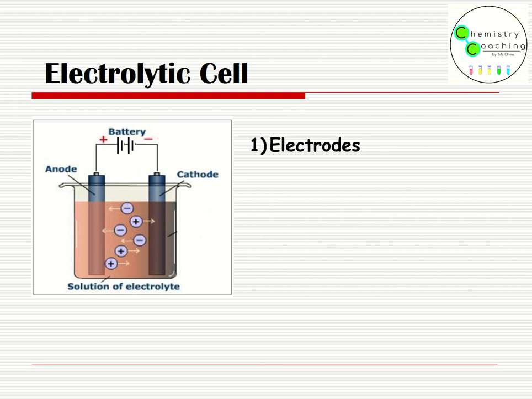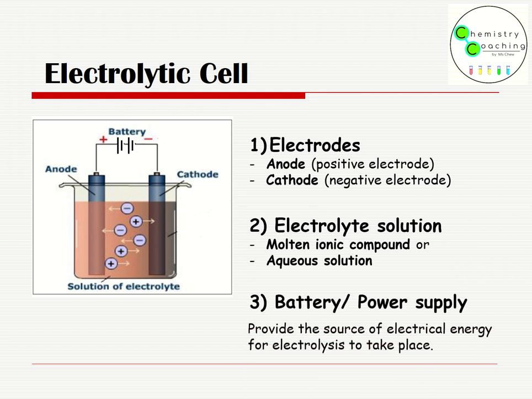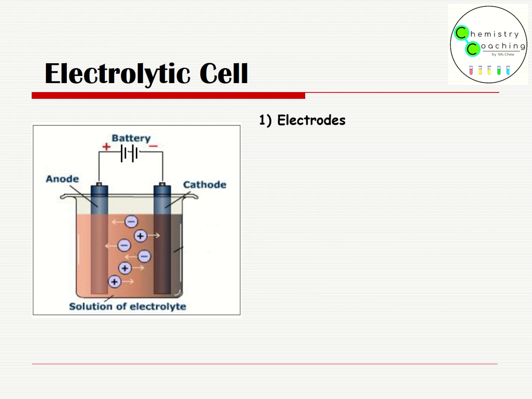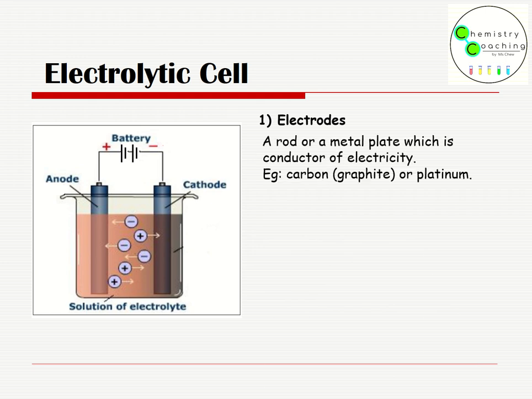An electrolytic cell is made up of two electrodes, a positive and a negative electrode. Electrolyte solution, which is usually molten ionic compound or aqueous solution. And lastly, power supply, which is the battery. The electrode is usually a rod or a metal plate which is a conductor of electricity, for example, graphite or platinum.